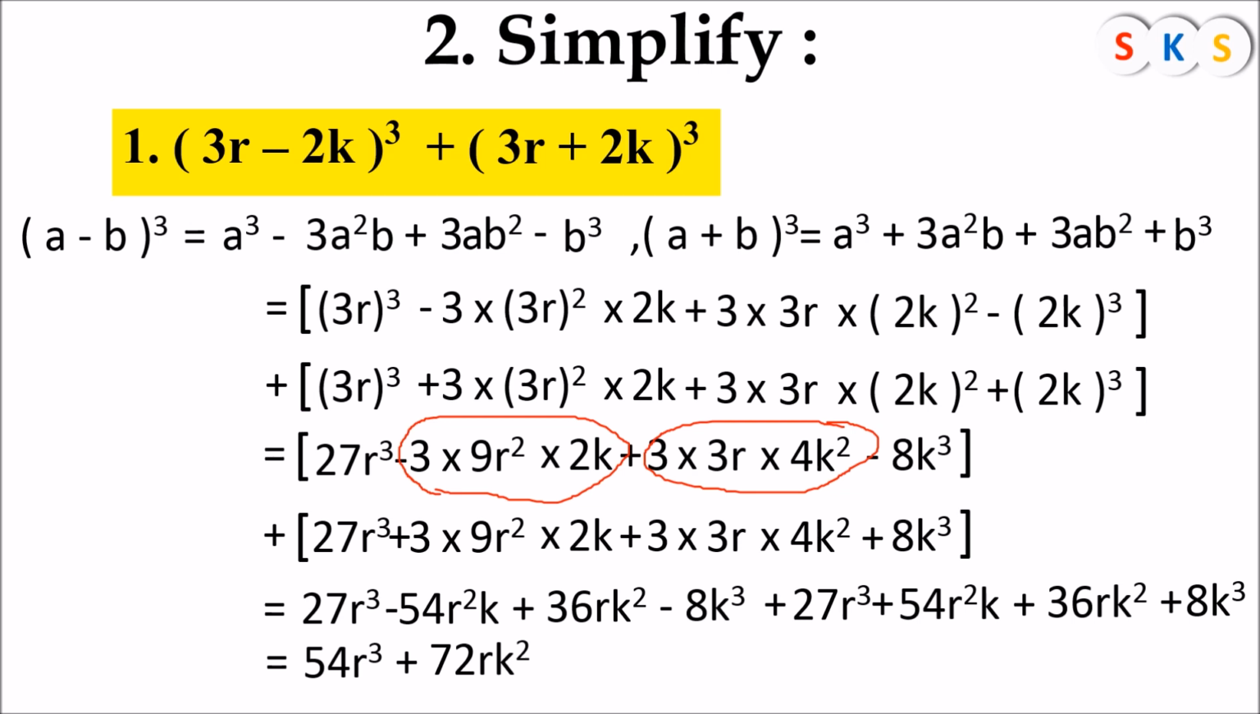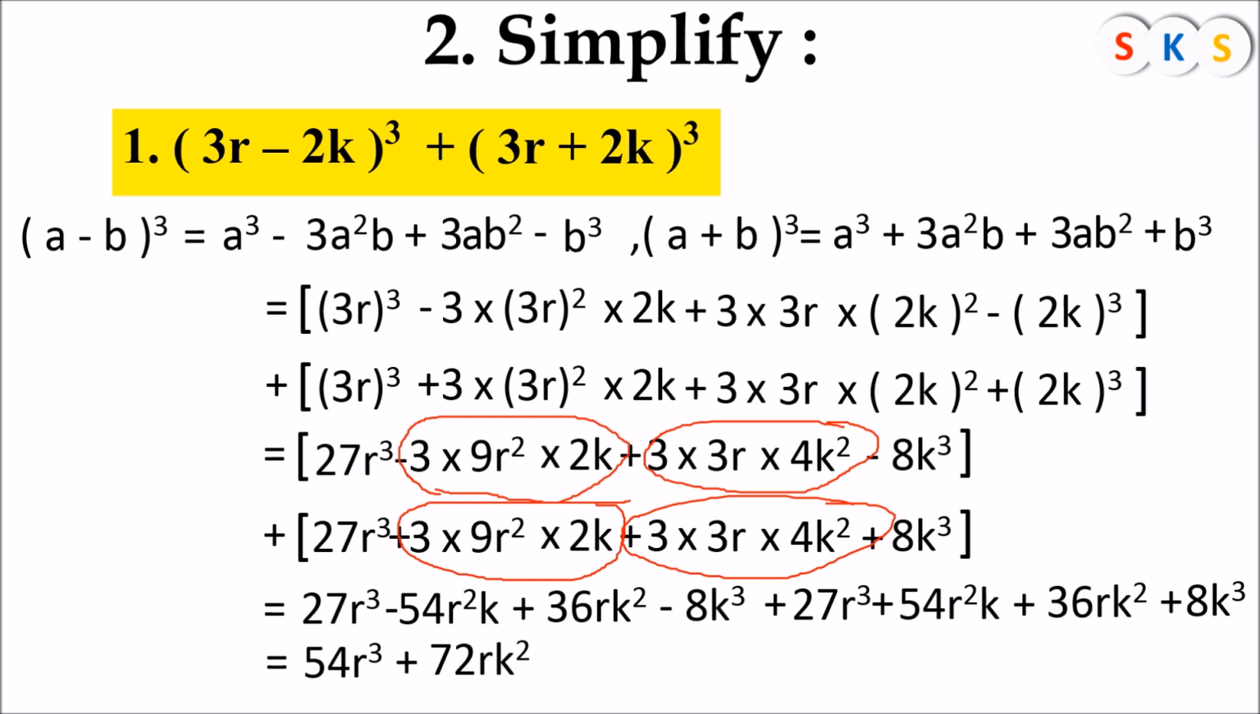Now here we will solve this part. That is 3 into 9r square into 2k. What we will get, 54r square k, plus we will multiply this, 3 into 3r into 4k square. What we will get, 36rk square plus 8k cube equals to.